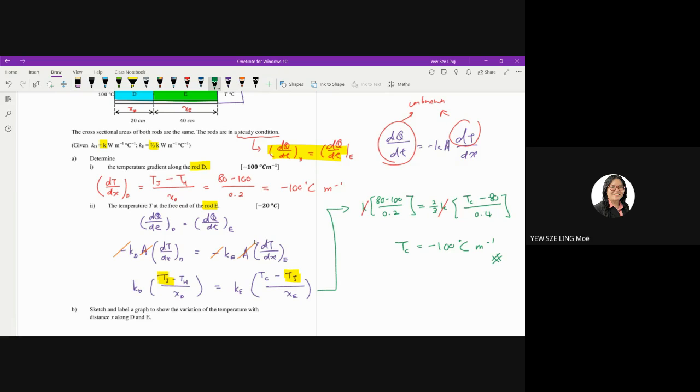So now I give you 2 minutes to write it down before we proceed to question B, before we learn how to sketch the T against x graph. So 2 minutes for you to write down the solutions. And if you have any questions, you may ask. This is a typical example for a joint rod question. Okay, 2 minit sebelum kita tengok macam mana nak buat graph.